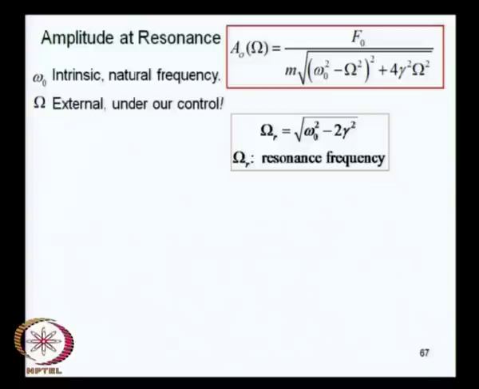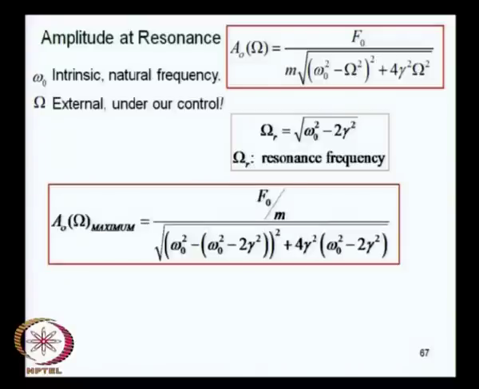Now, what is the value of the amplitude at the resonant frequency? We already know that the amplitude changes with frequency, and we are now asking what will be this value when the frequency of the driving force omega is equal to the resonance frequency. So, all you have to do is to substitute this factor omega by the expression for the resonant frequency, and you get the expression for the maximum amplitude.